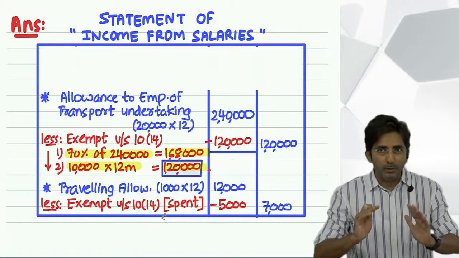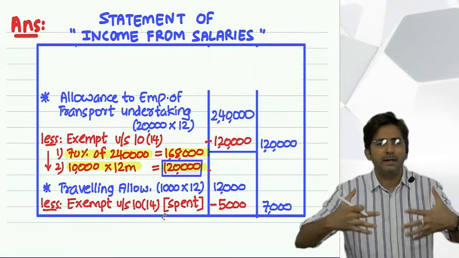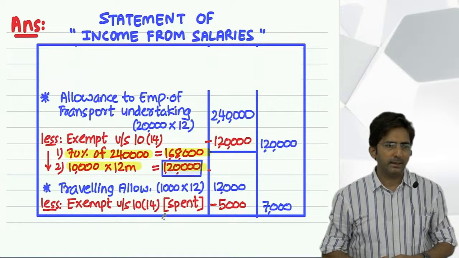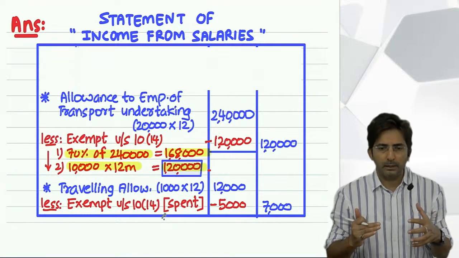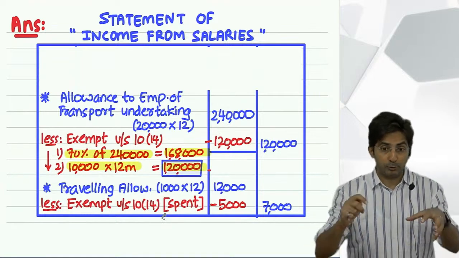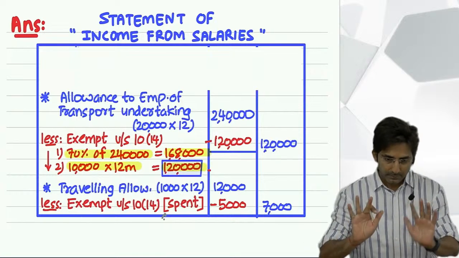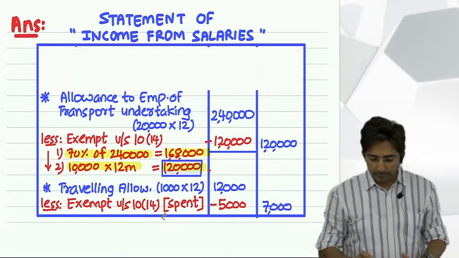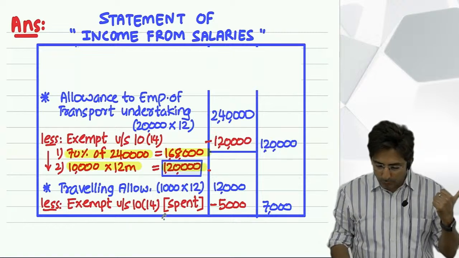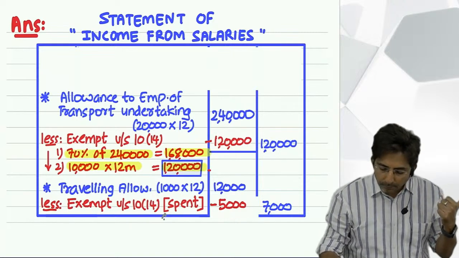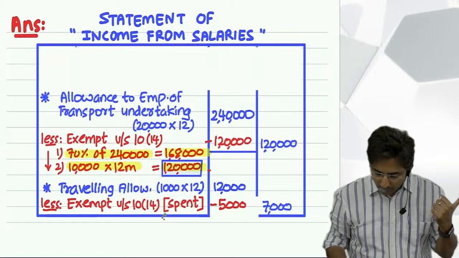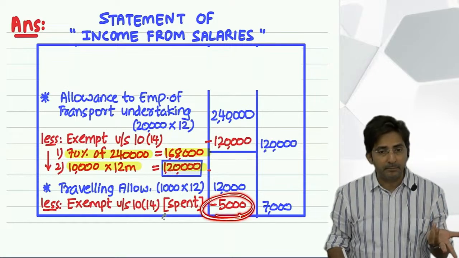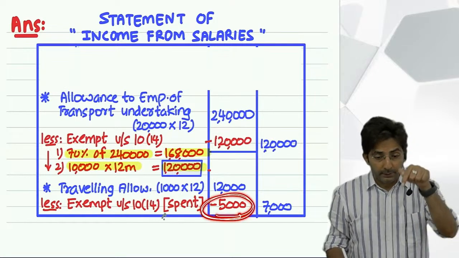Normally the boss will give you an amount a little bit on the higher side, and your actual expenditure may be a little less. So in this case, the actual amount spent is only 5000. So 5000 is the exempt amount, and this 5000 will be given in the question.